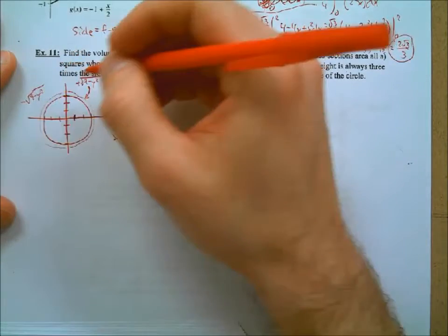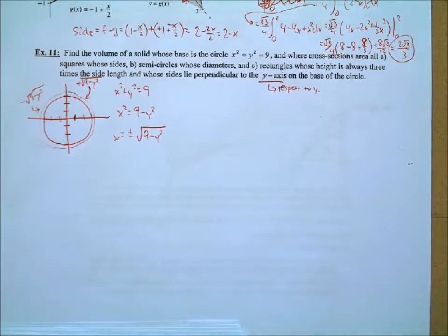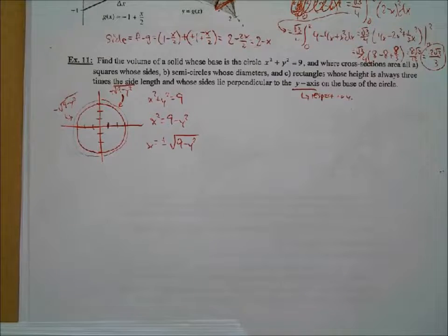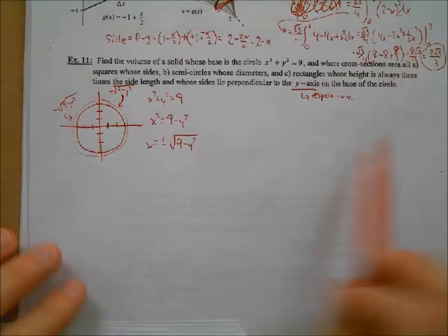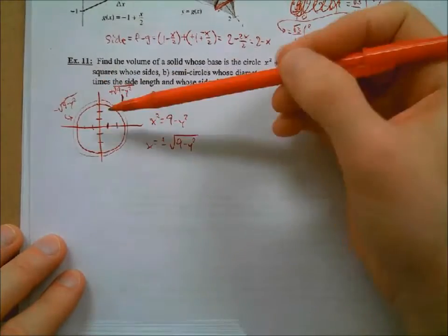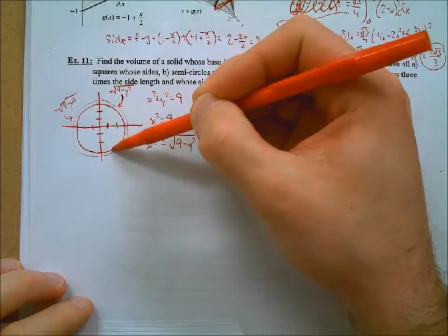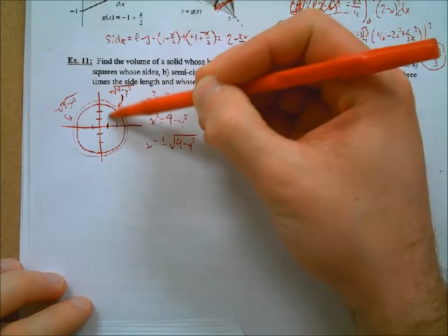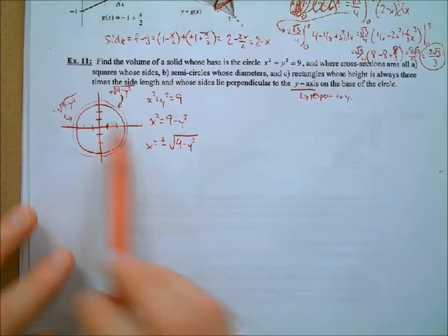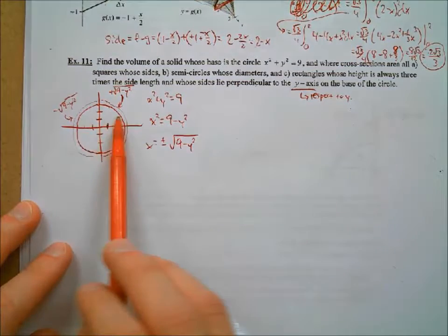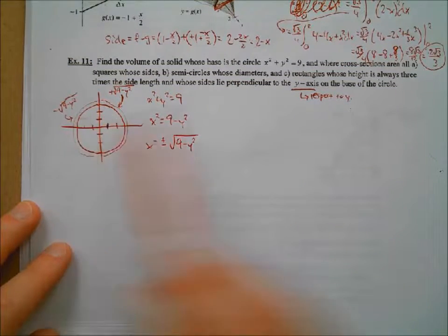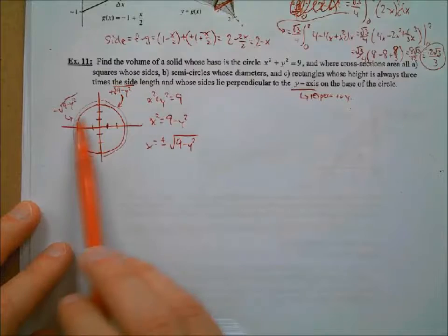Okay, that's this part of the circle. That's half. All right, and again, using our imaginations, we're going to picture squares. The side length of the square will be determined by the distance between these two curves. Or I should really talk about it this way, because we're going with respect to y, so the cross sections have to be perpendicular to the y-axis.